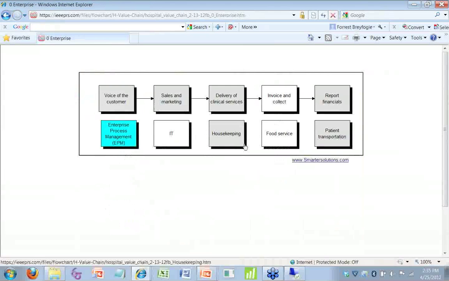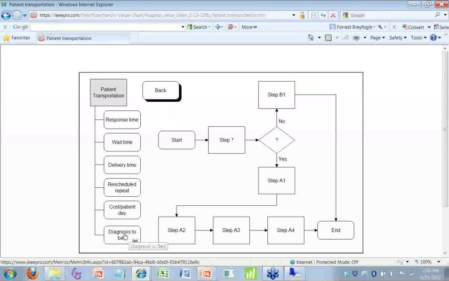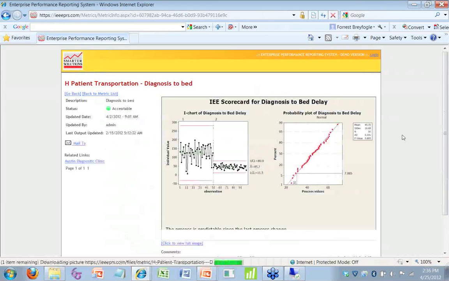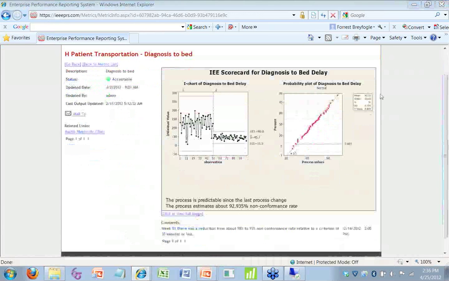Let's look at patient transportation. Okay, the one I got data for is diagnosis to bed. Oh, looks like we made an improvement here, right? So this moved down. That's good news. That's the right direction. However, let's look at how we're performing, because remember now, we're going to be taking that data from the recent region of stability to put together this probability plot over here.